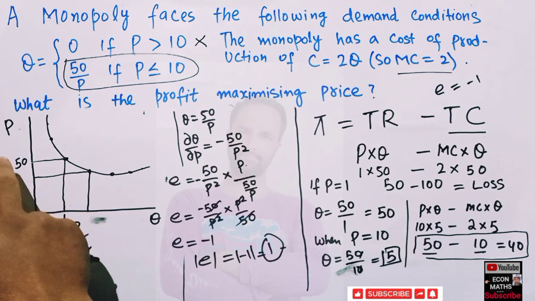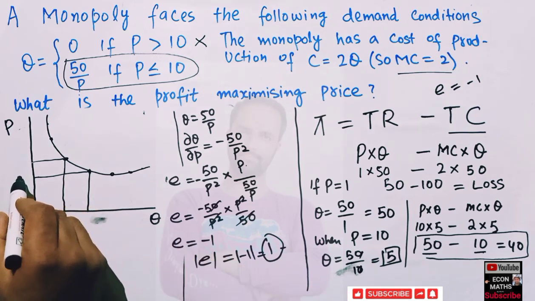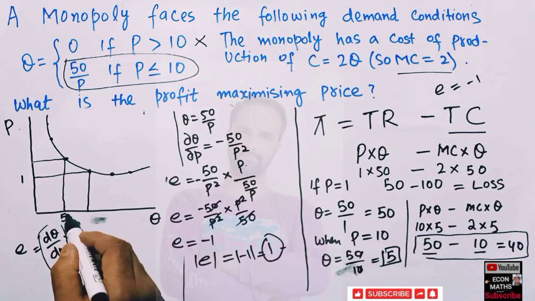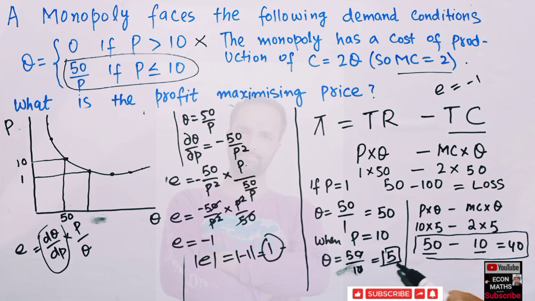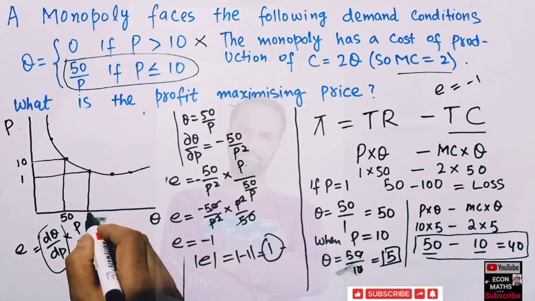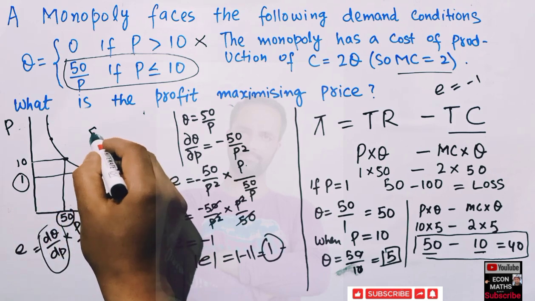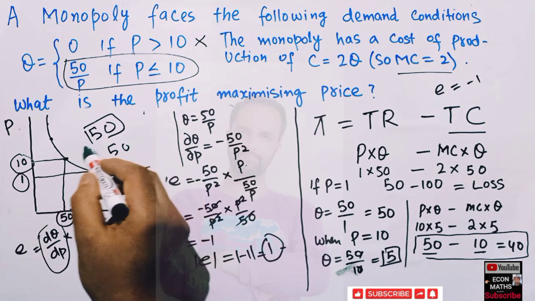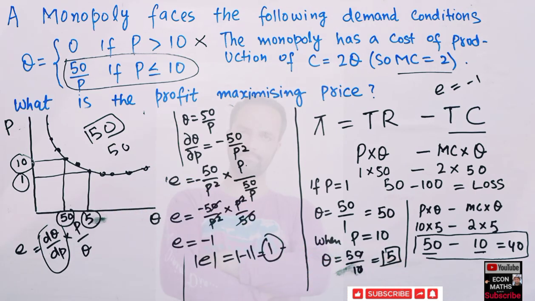Sorry, I wrote it otherwise. So when price is equal to, let us say, 1, in this case quantity remained 50. When price was 10, quantity demanded was 5, and you can see P into Q, 50 into 1, it gives us 50, okay. Similarly, 10 into 5, it also gives us 50. That means on every point on this demand curve, total revenue does not get affected, okay.